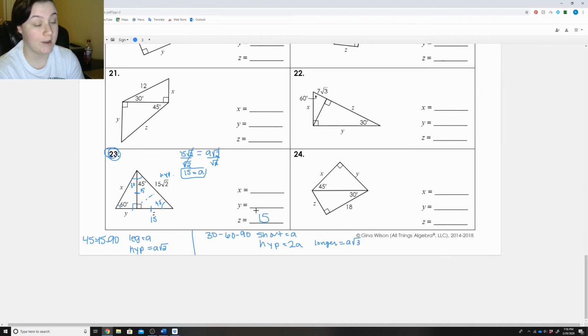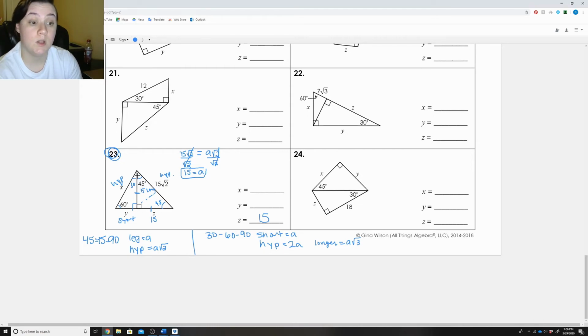Now we can look at the other triangle. We have one of the sides here. Okay, it's across from the 60, so it's going to be the long one. This is across from the right angle, so it's going to be the hypotenuse. And this one's across from the 30, so it's going to be the short one.